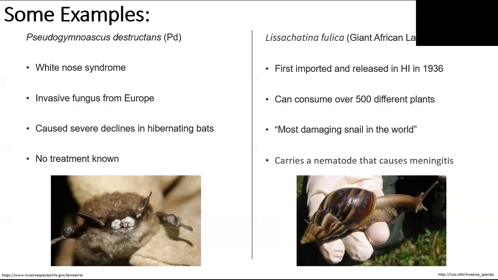Next, we have Pseudogymnoascus destructans, or PD, which most everyone knows as white nose syndrome, which is an invasive fungus from Europe. It was brought over by cavers who had spores on their boots and came into our caves in the US after being in Europe, and now it has caused declines in species of cave hibernating bats.